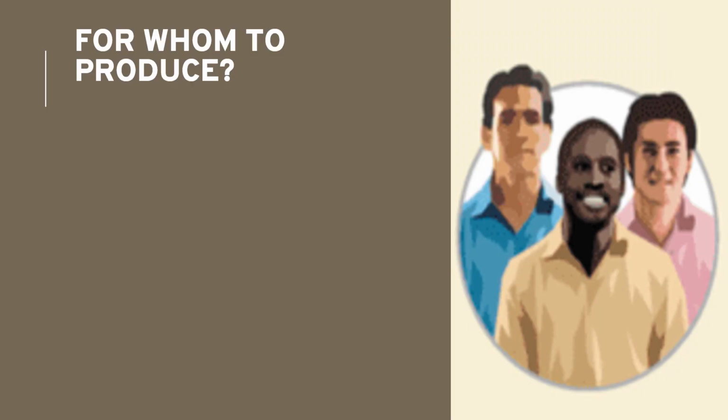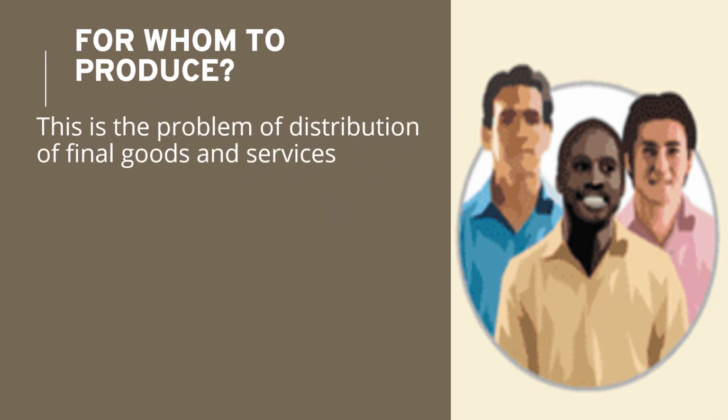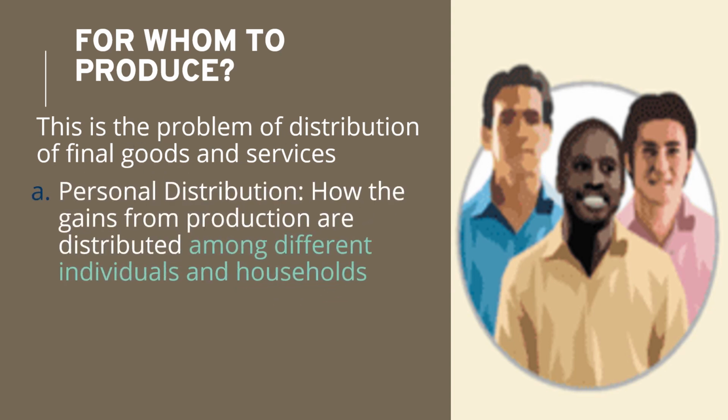Once it has been decided what to produce and in what quantities and how we are going to produce, we have to now decide who is going to receive the final goods and services produced. How are these goods going to be distributed? This is known as the problem of distribution of final goods and services. The first aspect that we need to deal with is called personal distribution. That is how the gains or what we receive from production are distributed among different individuals and households. So we call this personal distribution.